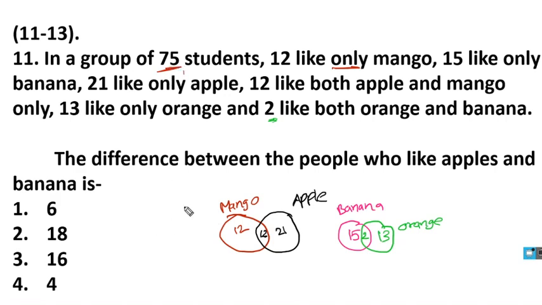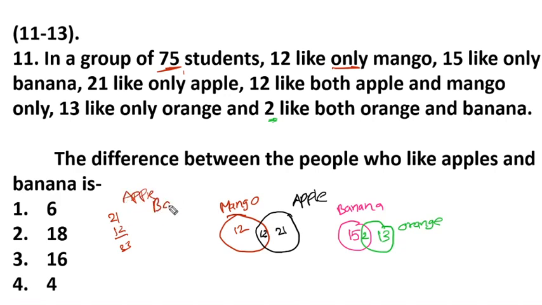Okay, so if we try to frame the given data according to diagrammatical point of view, our diagram looks like this: mango, apple, banana, orange, right? The difference between the people who like apple and banana, so we need apple and banana in total. So the people who are liking apple are 21 along with this 12. No doubt in this mango is there, but along with mango apple is also there, so that's why we are supposed to do that also. So 21 plus 12, 33. Okay, that is apple.